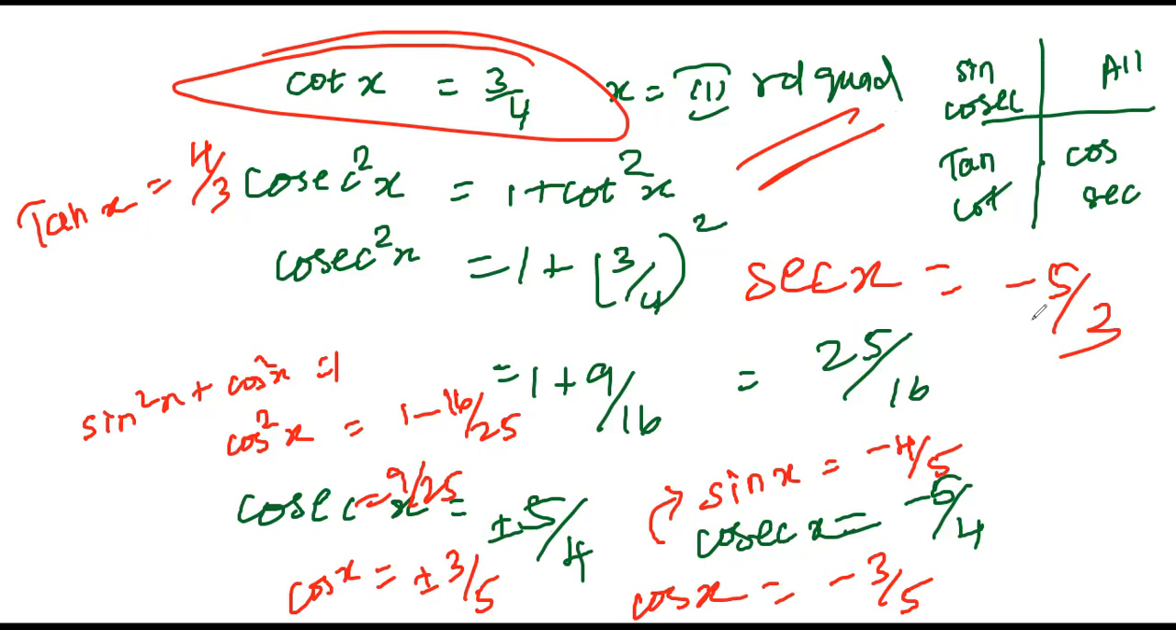Okay, ma'am, done. Understood. The fourth question is also pretty much the same, Srishti. You can try this on your own. Secant x is equal to 13 by 5 and x lies in the fourth quadrant. Can you try this? Yes, ma'am. And that formula is sec square x is equal to 1 plus tan square x.